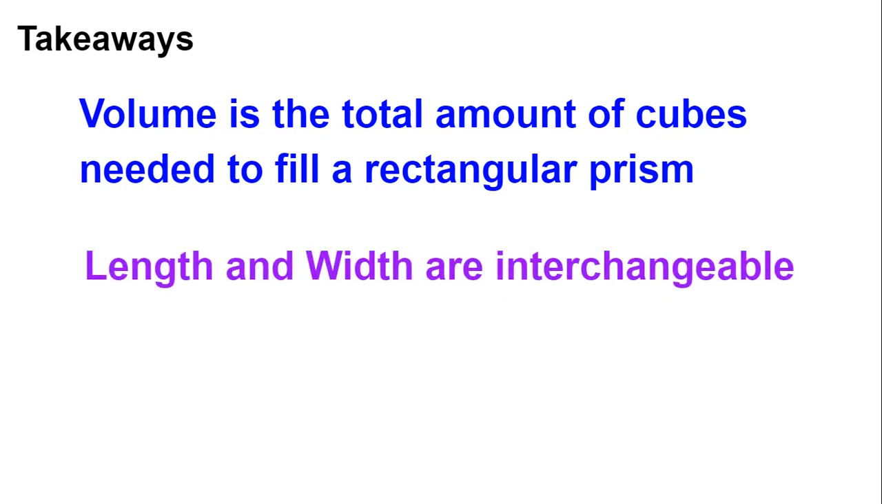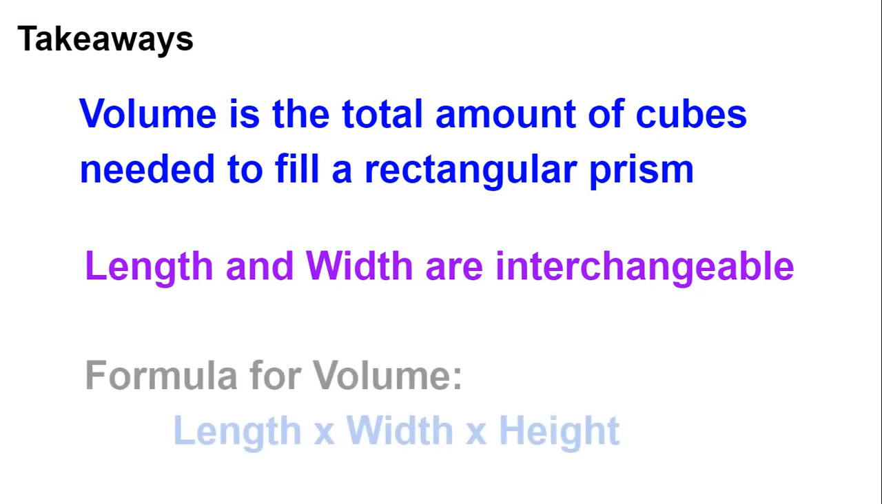So let's take a look at some of these takeaways from the lesson. Volume is the total unit cubes needed to fill a rectangular prism. It's the total amount of space in a 3D figure. Length and width are interchangeable. That means that the side dimensions can be either the length or the width. The formula for volume is length times width times height. Remember, the formula for area is length times width. So to find the volume is just by multiplying the area times the height. Length times width times height helps you find the volume of a 3D figure.